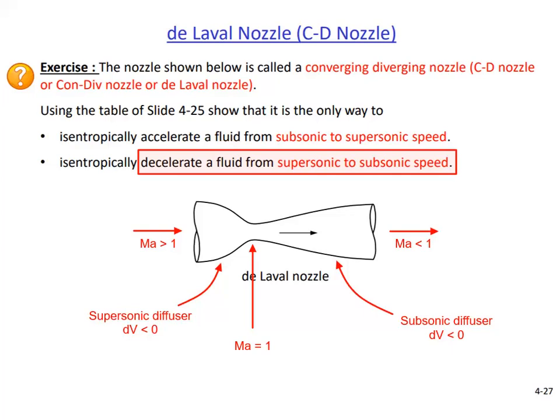This device is a combination of a supersonic and a subsonic diffuser. Therefore, it is not proper to call it a de Laval nozzle. Compared to the first possibility mentioned earlier, its use is less common in engineering applications. This is the end of the second part of the compressible flow chapter.